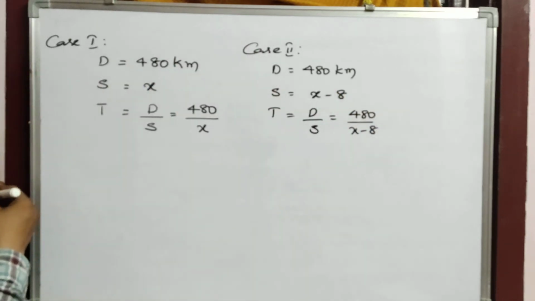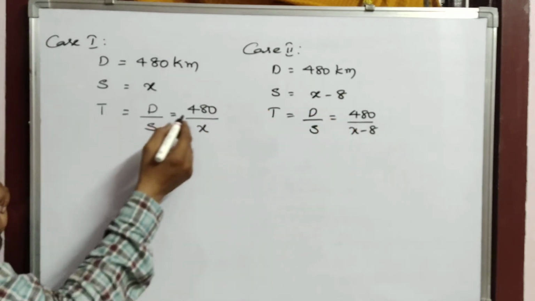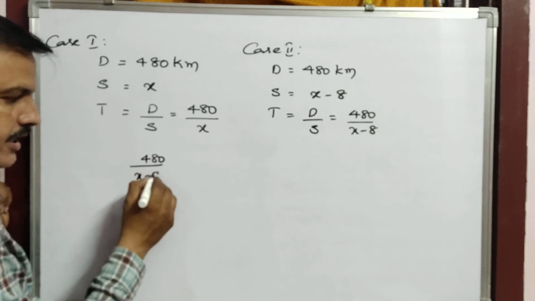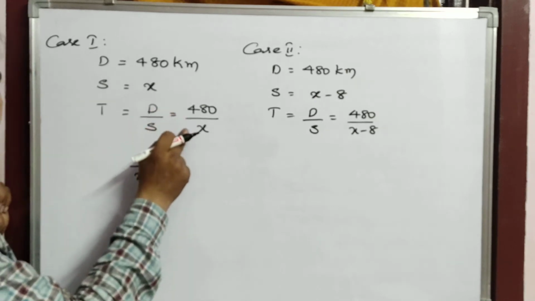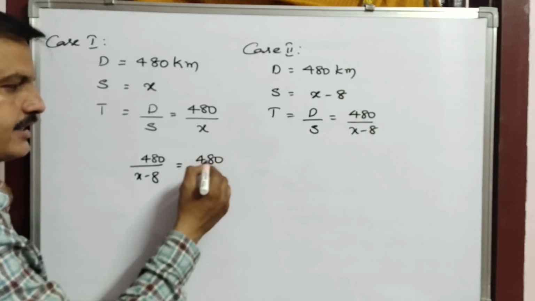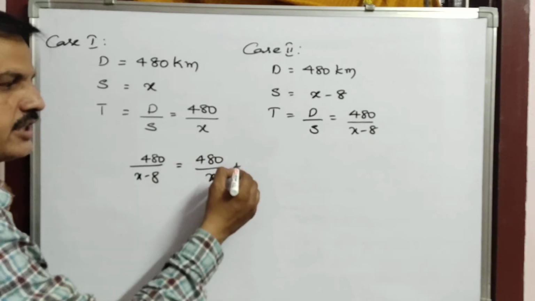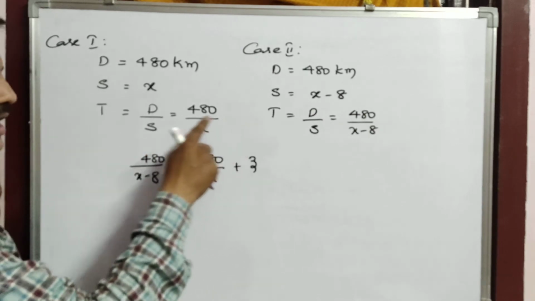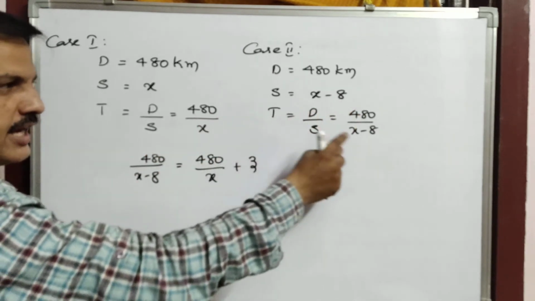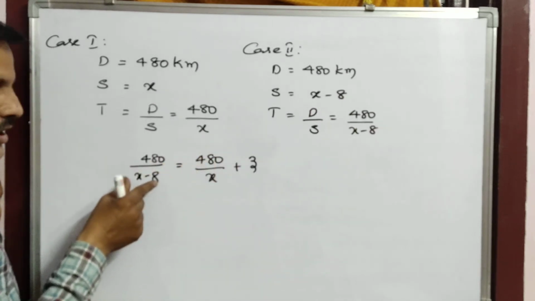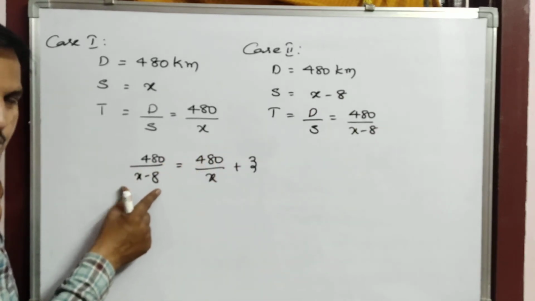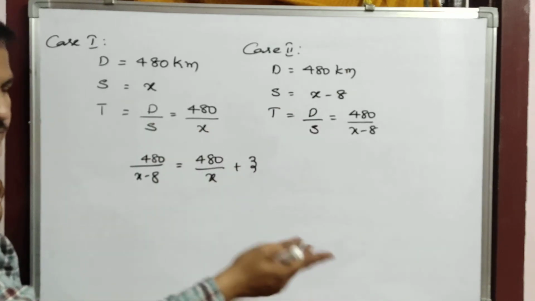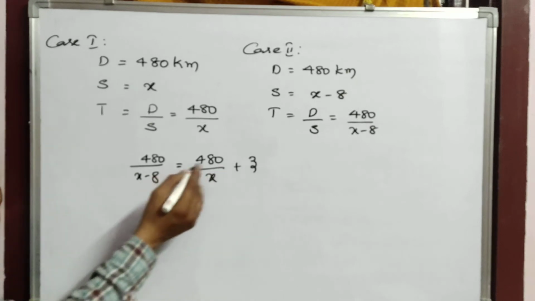Then how will you frame an equation? See here. Now time is 480 by x minus 8 equals, this is the actual time, 480 by x, and for this it is taking 3 hours more. Understood? Is it clear? After reducing the speed you got this time. So when the speed is reduced, what happened? It takes 3 hours more than the actual time. So plus 3.